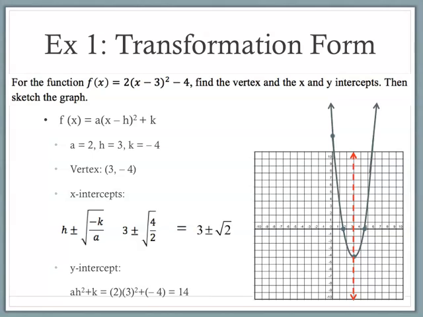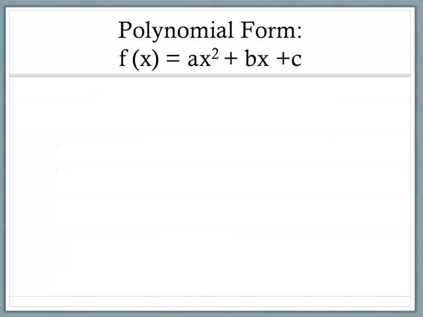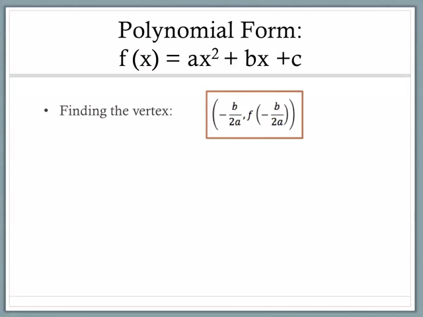All right, let's go on to polynomial form. So polynomial form is f of x equals ax squared plus bx plus c. Now to find the vertex, this should look familiar from Algebra 2. So we have negative b over 2a for the x-coordinate.